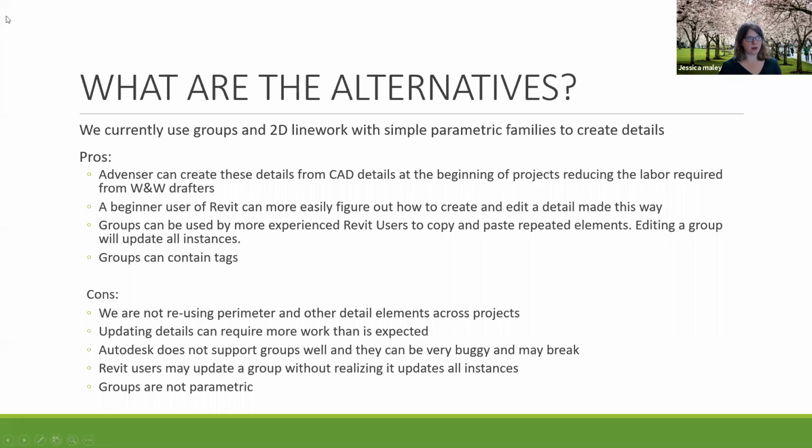And then what are the alternatives? So currently we use groups, 2D line work, and really simple parametric families to create details. And pros of this method, Advancer can create the details from CAD details at the beginning of the project, which reduces the labor required from Walters and Wolf drafters.